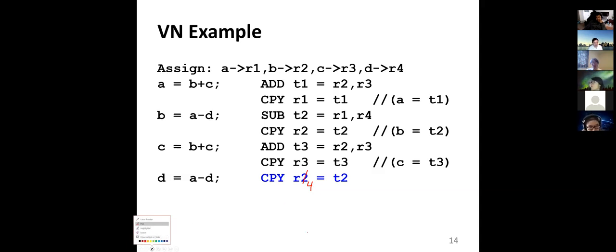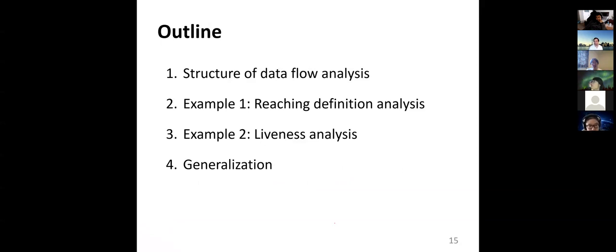Okay, so let's move to the next slide. That finishes the big piece of the previous lecture. This tells us a little bit about what we can do in terms of data flow within a single basic block, but that's still quite primitive.